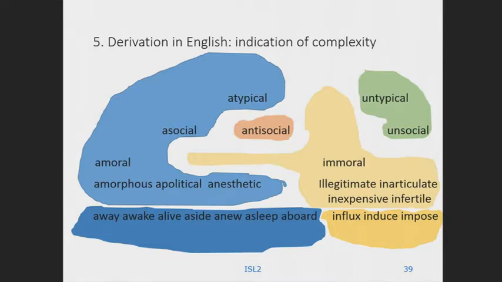Now what about the difference between amoral, asocial, etc., and awake, alive, aside, and then again immoral, infertile, and then influx, induce, impose? What's going on here? I mean, obviously they look the same, right? But they don't really fulfill the same function. What are the a and the ins in the lowest line?